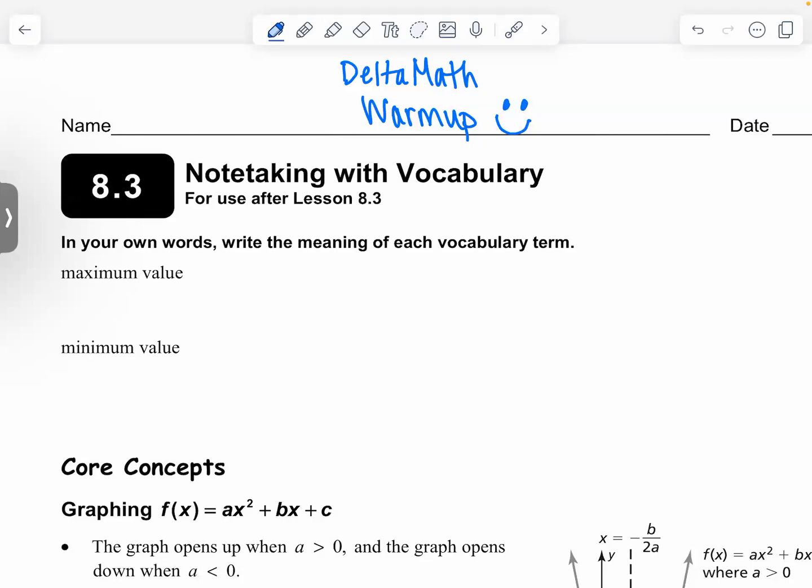We are on page 257. And we're going to talk about today, what if we actually have ax squared plus bx plus c? How are we going to determine where our vertex is and what our graph is going to look like?